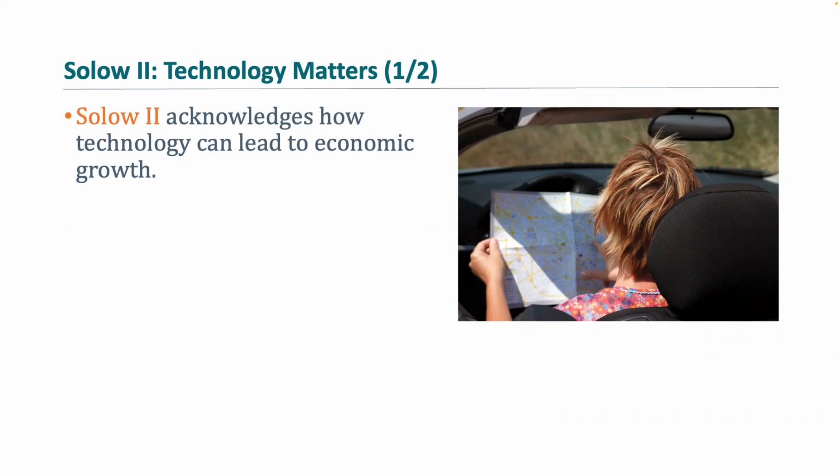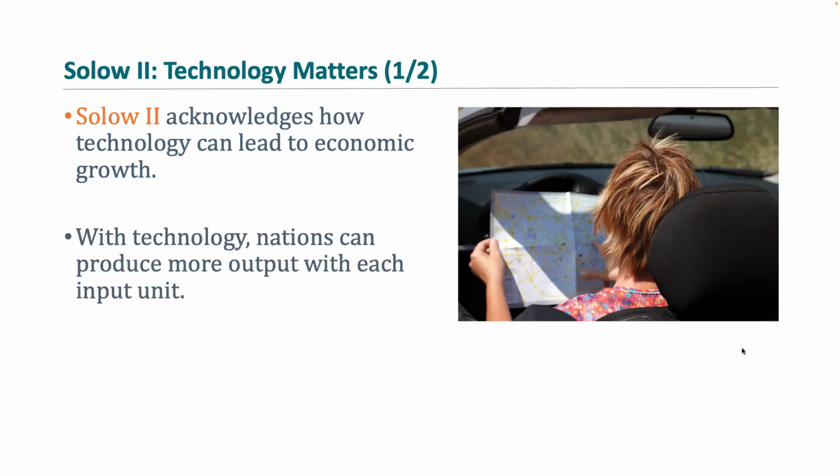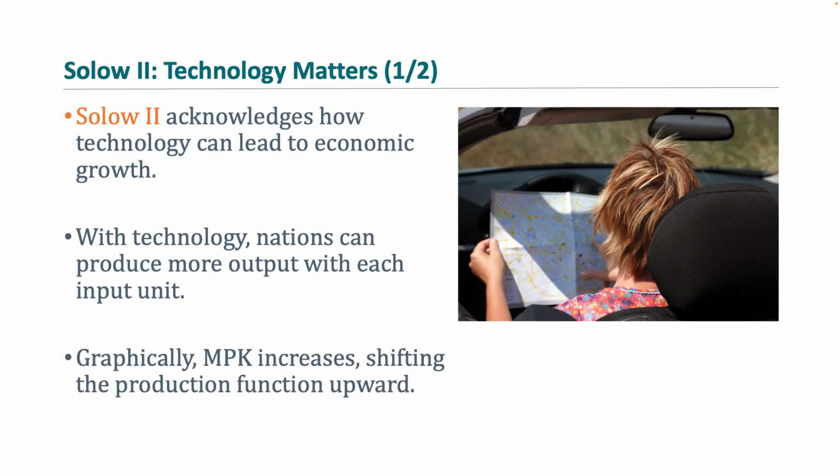So in the Solow 2 model, we focus a lot more on technology and how technology matters to overall productivity and GDP. Remember that technology refers to any knowledge that's available for use in production. With technology, nations are able to produce a lot more output with each input unit. Graphically, the marginal product of capital will increase, which is going to shift our entire production function upward.